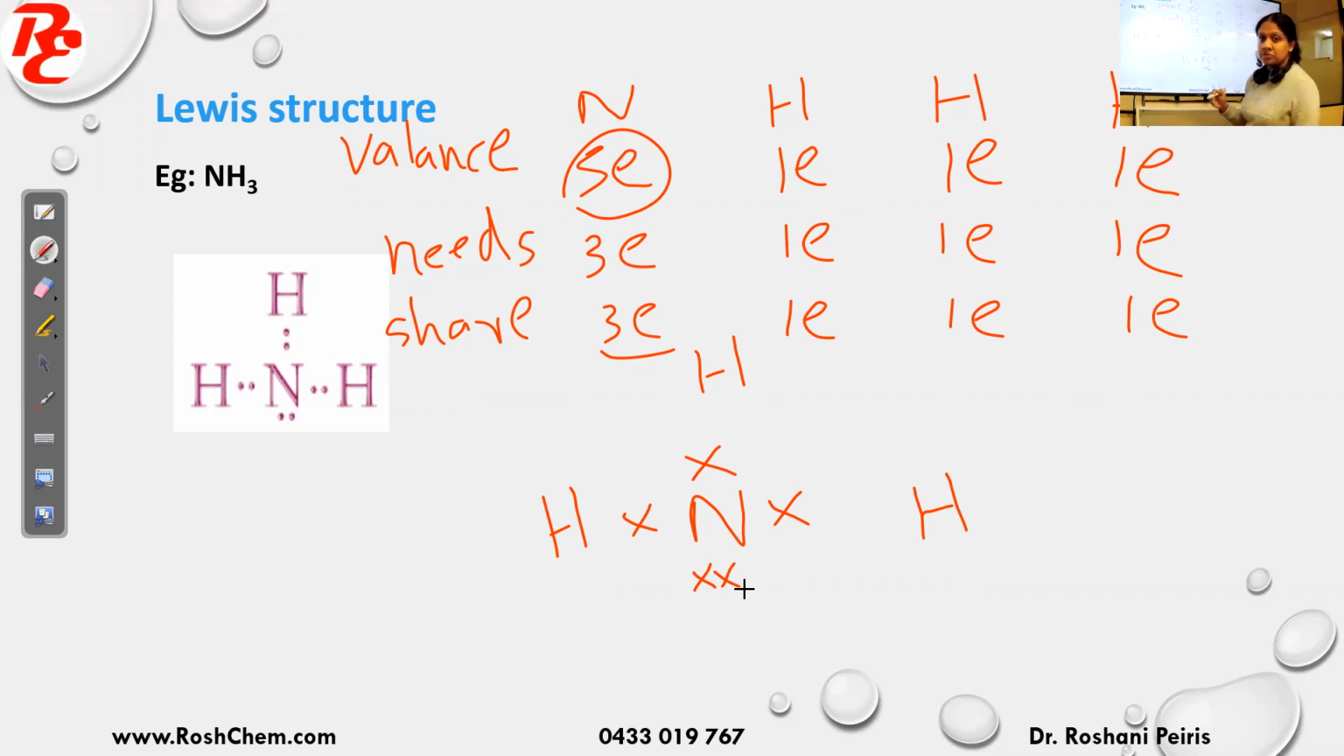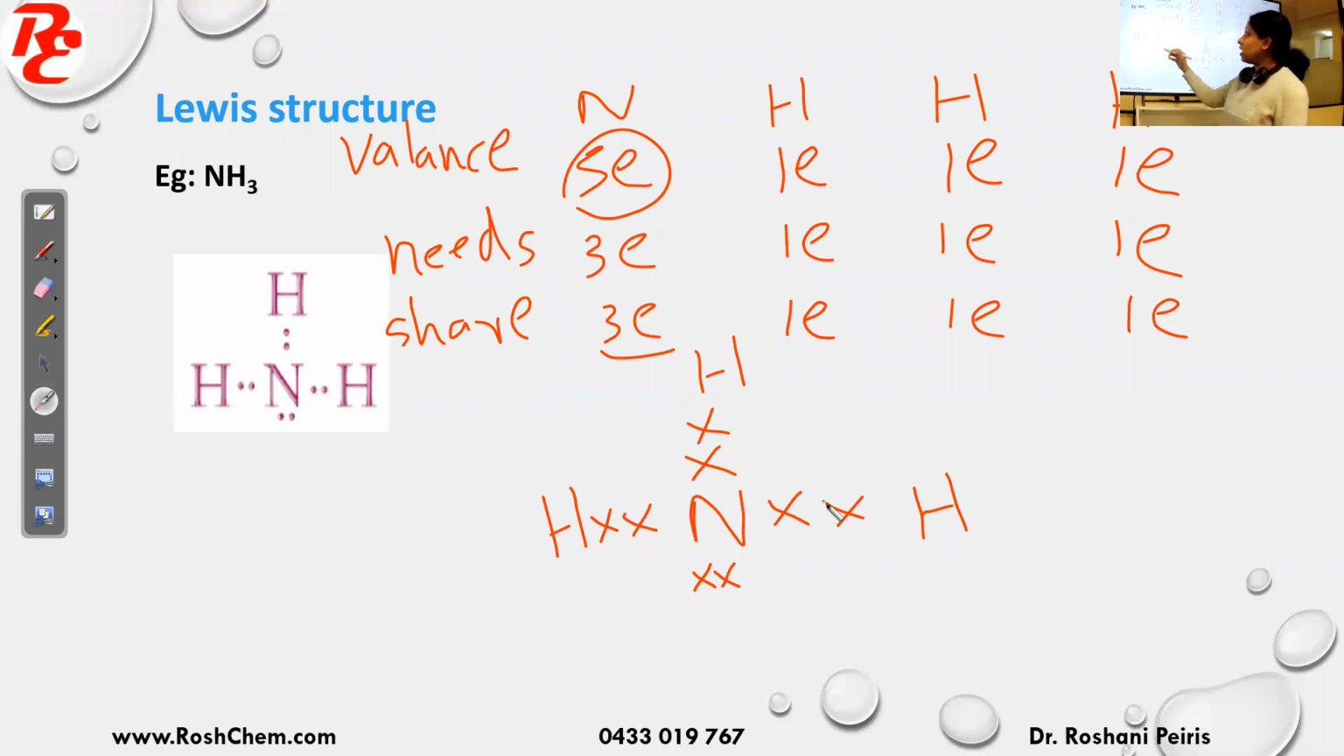Each hydrogen has only 1 electron, and that electron is now shared with nitrogen. So this is the Lewis structure of NH3. Around nitrogen, you can see the nitrogen atom now has 8 electrons: 2, 4, 6, and with this 2, it has 8. Each hydrogen now has 2 electrons after sharing. In this Lewis structure, the 2 electrons which are not shared are called the lone pair, and the shared electrons are called the bond pairs.